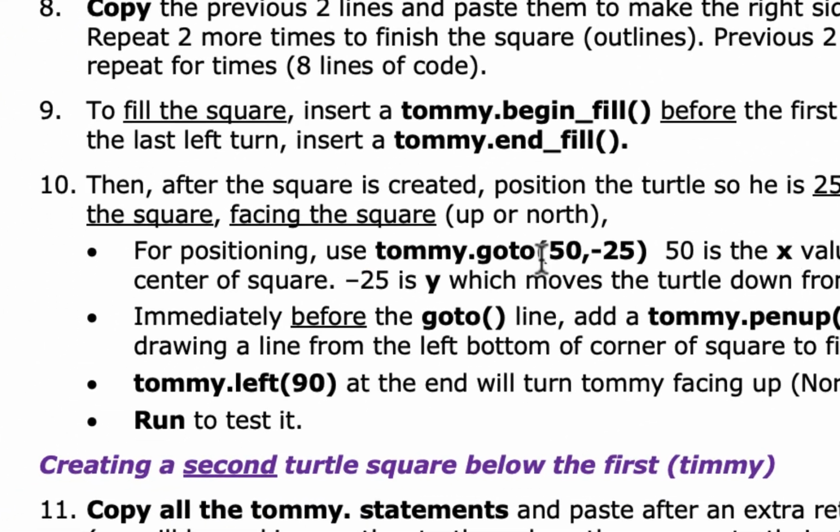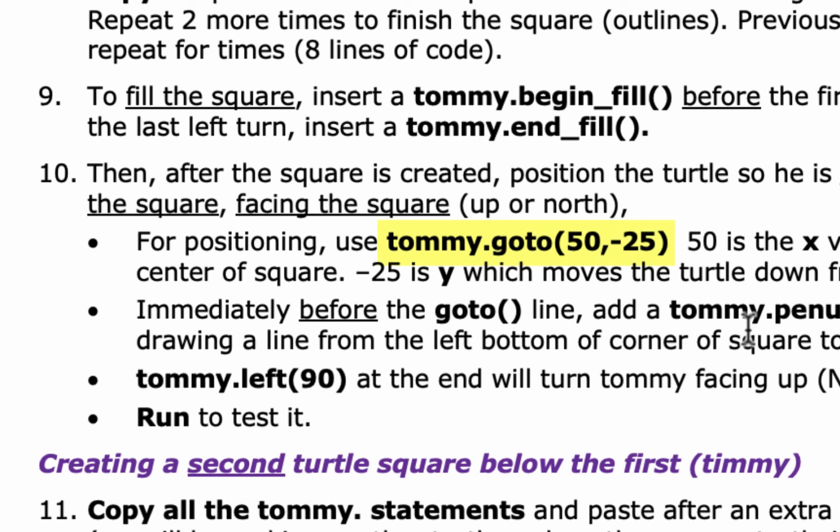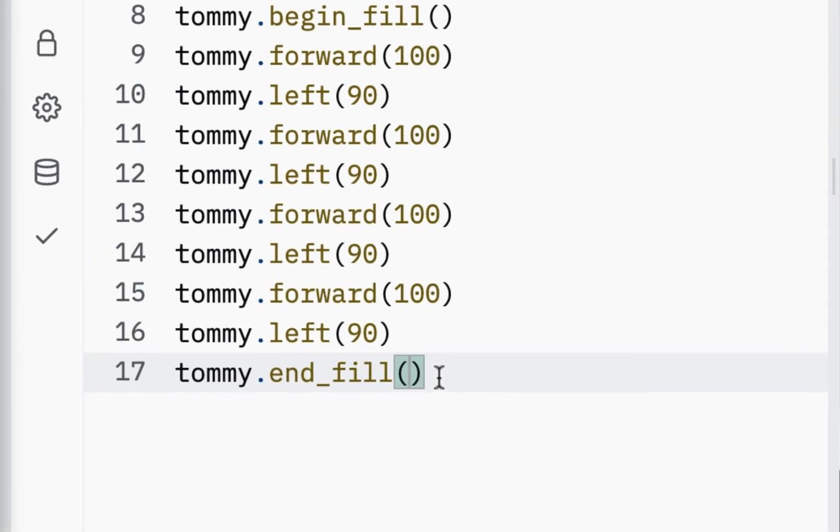But we're going to use tommy.goto, and it's going to be 50, which is half of the way over, and then he's going to go minus 25. So it's going to be the x, then the y, and that's a goto. And then we're going to have to get rid of his pen. We're going to use something called pen up. So we'll do that, and we'll just do one thing at a time here just to see how it works. So first thing we'll do is we'll do the goto.